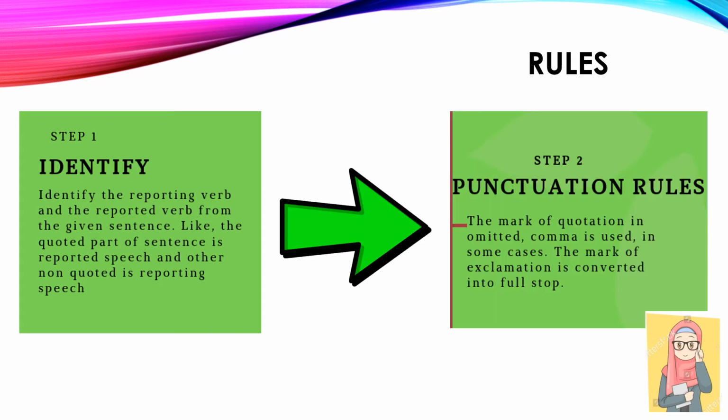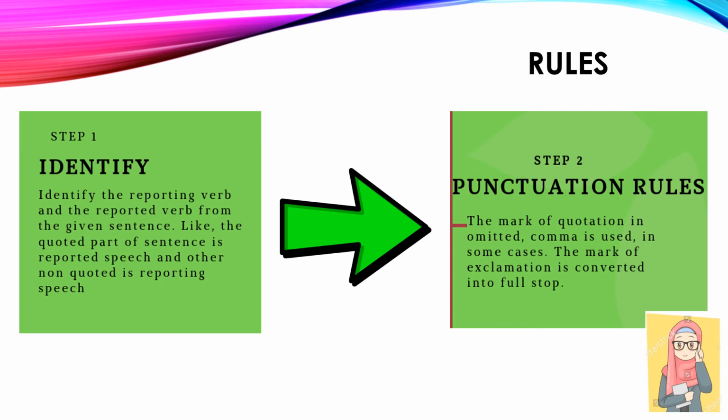Step 2. Punctuation rules. The mark of quotation is omitted, and a comma is used in some cases. The mark of exclamation is converted into a full stop. So there are certain rules of punctuation. At times we do use a comma, at times we do not. It depends on what sort of sentence it is, but usually we're not using commas and we're not using quotation marks either, except in very rare cases where we do end up using commas.